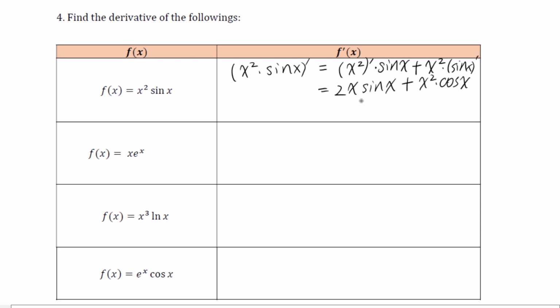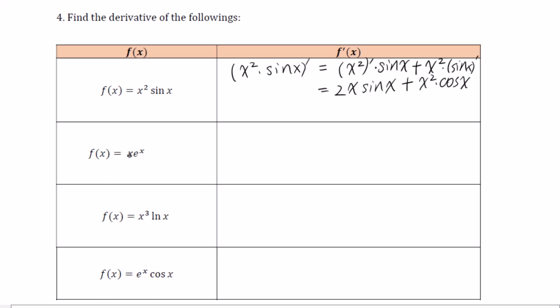The product rule is easy to remember, but most students forget to use it when they take the derivative, because they don't realize the function is the multiplication of two different functions. Let's go to the next one.